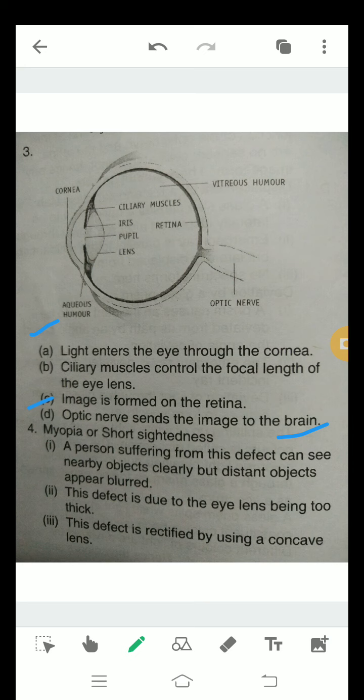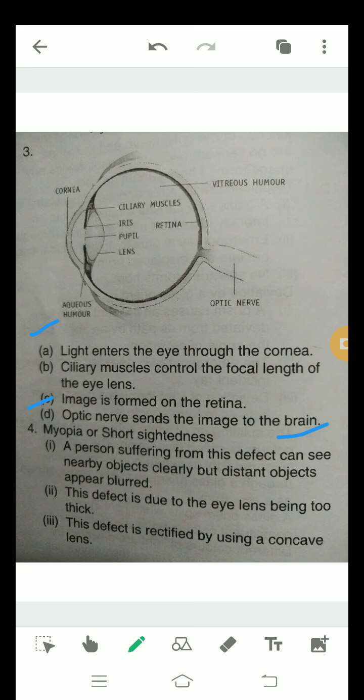Second, which muscle controls the focal length of the eye lens? It is the ciliary muscles that control the focal length of the eye lens. Where is the image formed? Image is formed on the retina. Which nerve sends the image signal to the brain? Optic nerve sends the image to the brain. Okay. Now fourth is the defects of eye, myopia and hypermetropia. So you have to draw the diagram for these defects and the correction.